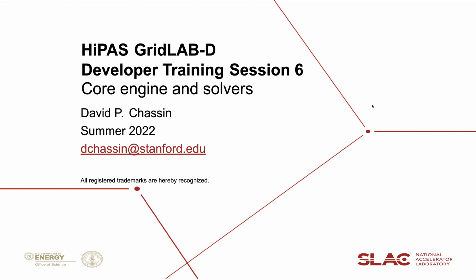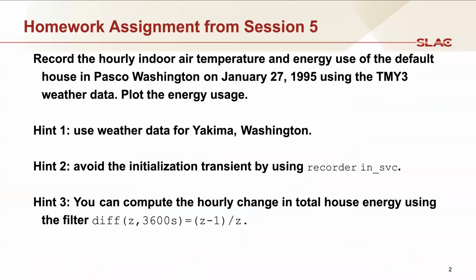Before we get into that, let's look at the homework assignment from session 5. If you recall, the assignment was to record the indoor air temperature and energy use for a house in Washington State, and plot the energy use. And so there were a couple of hints to help you get this done.